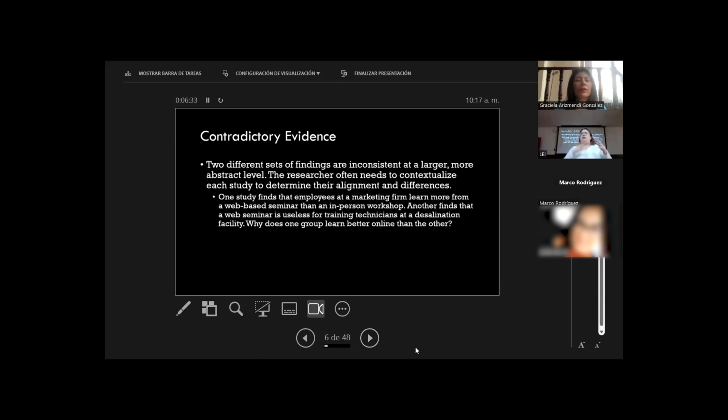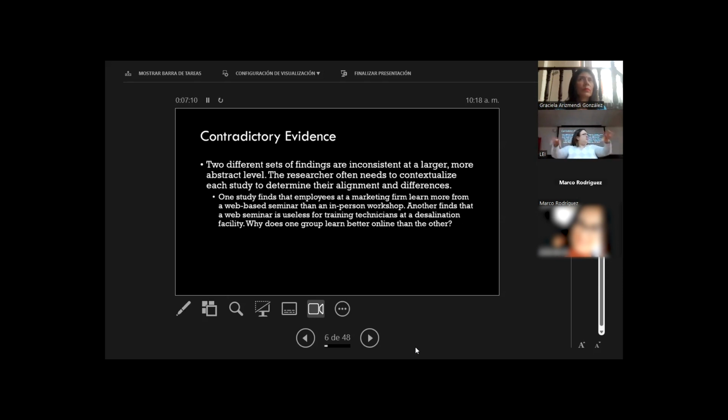Contradictory evidence is another framework. So there's two different sets of findings that are inconsistent at a larger, more abstract level. And so the researcher needs to contextualize each study to determine their alignment and differences. So one study finds that employees at a marketing firm learn more from a web-based seminar than an in-person workshop. But another finds that a web seminar is useless for training technicians at a desalination facility. So why does one group learn better online than the other?